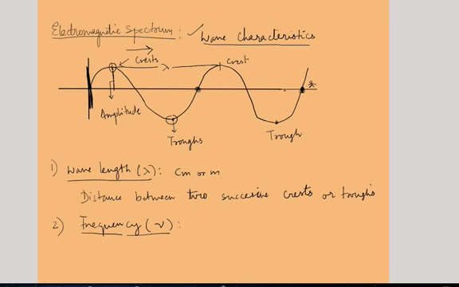So how many waves can travel at this position per second defines my frequency. So therefore, frequency is nothing but number of waves crossing in unit time. So this is the second important feature.